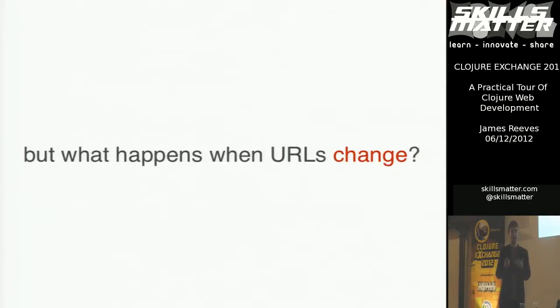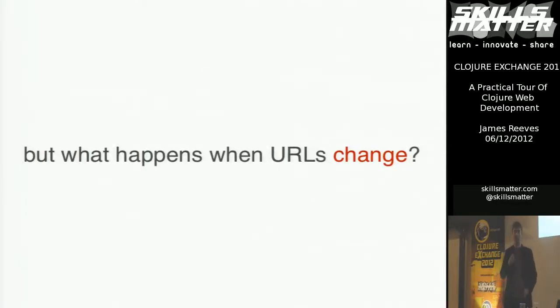So then we have to ask, well, okay, this is okay, but what happens if URLs change? What happens if we're designing some internal system and we decide to move things around a little bit? So maybe the users are connected with some other piece of data and we want to pull them out into their own web service.